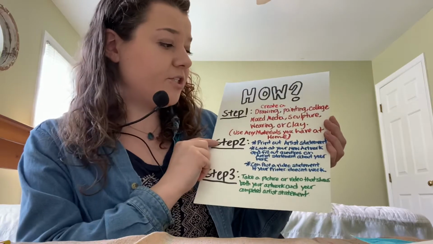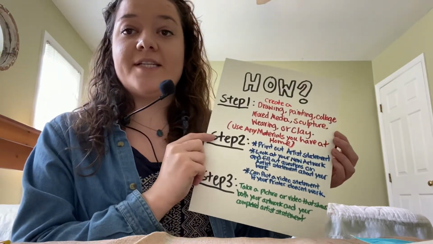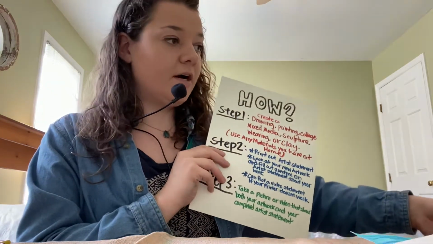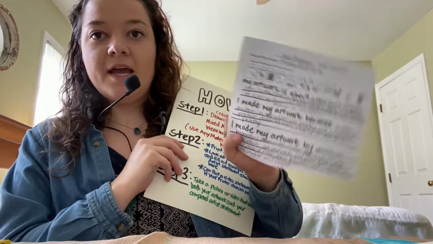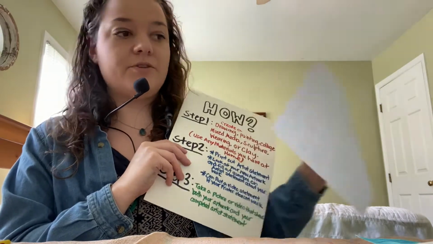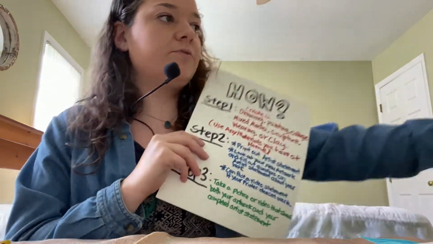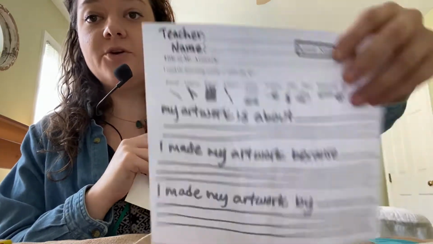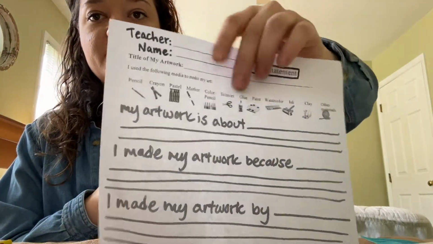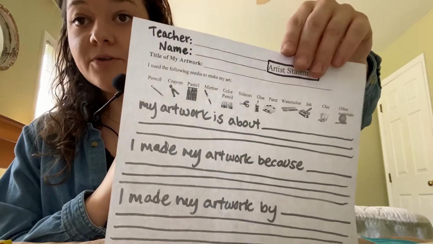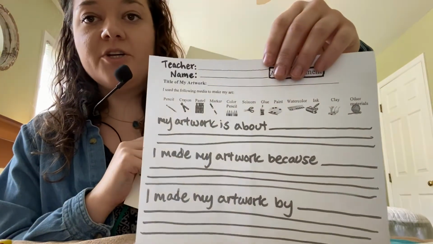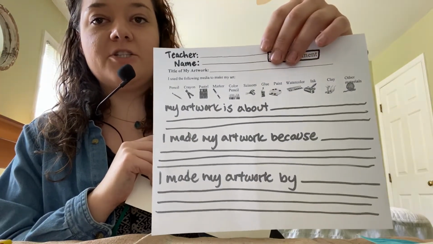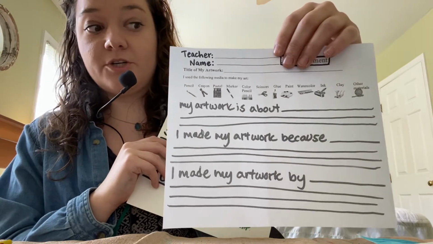Step 2 is going to be to go onto the Flipgrid. There is a link where you can print out the artist statement, which looks like this. You're going to be looking through that and filling out those questions. It's going to ask you to write your teacher's name and your name at the top. You're going to circle the material or materials that you used for your project. You're going to answer the questions following that section about the artwork that you just created.